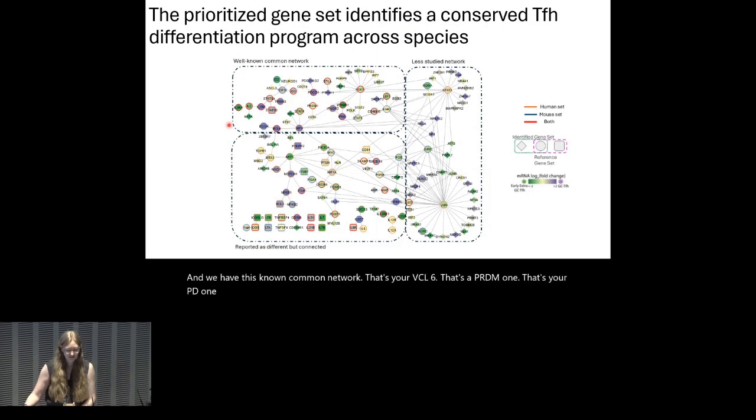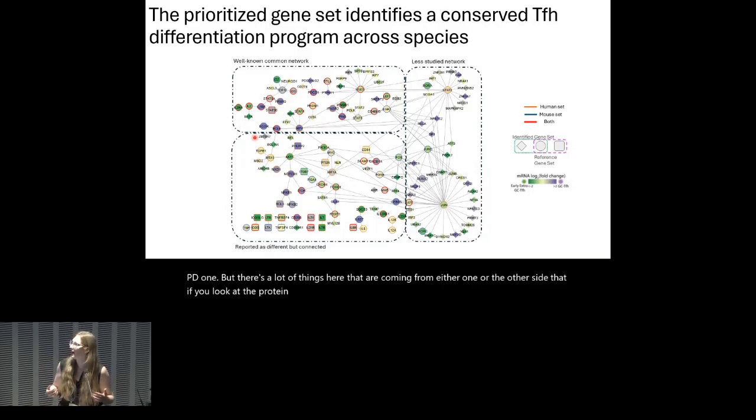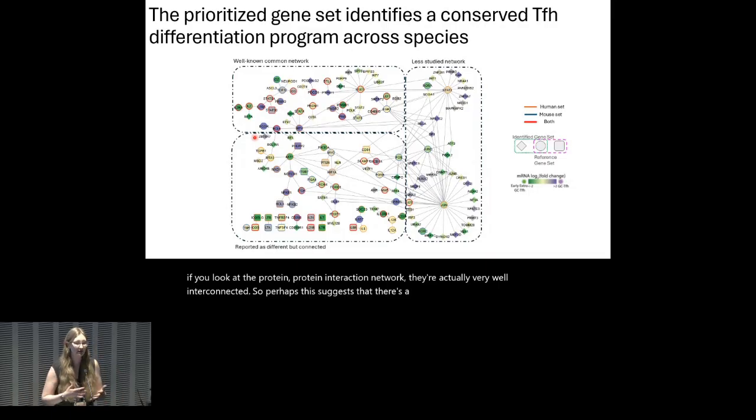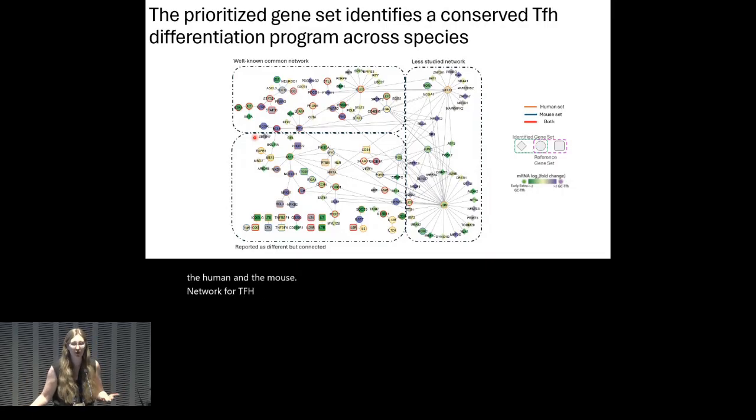But there's a lot of things here that are coming from either one or the other side that if you look at the protein-protein interaction network, they're actually very well interconnected. So perhaps this suggests that there's a lot more interconnectivity between the human and the mouse network for TFH differentiation than previously reported. And I think that's really a nice thing to follow up on.